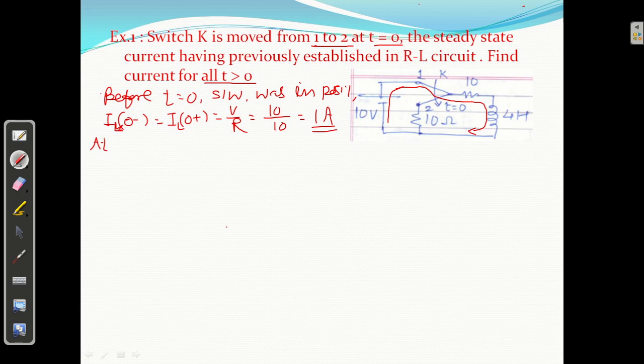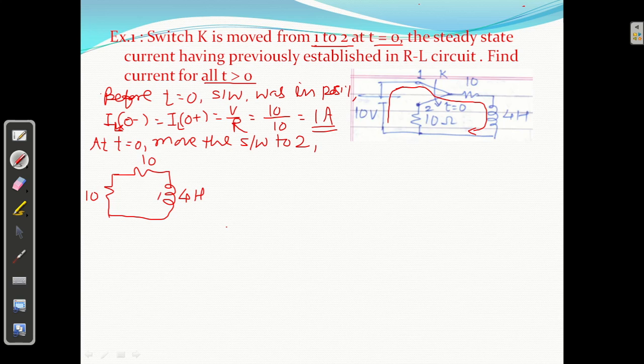Now at t equal to 0, the switch is moved to position number 2. So at t equal to 0 we move the switch to 2. As soon as you come to 2, the circuit will be like that: this is 10, this is 10 and this is 4 Henry. Clear? So it will supply the current in this direction.